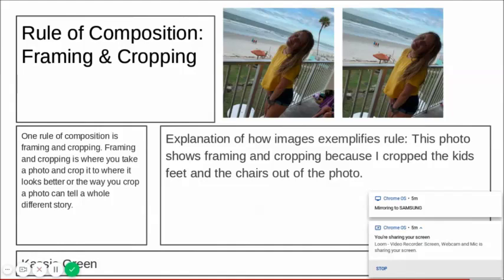So, the rule of composition I have is framing and cropping. Framing and cropping is where you take a photo and crop it to where it looks better, or the way you crop a photo can tell a whole different story. This photo shows framing and cropping because I cropped the kids' feet and the chairs out of the photo.